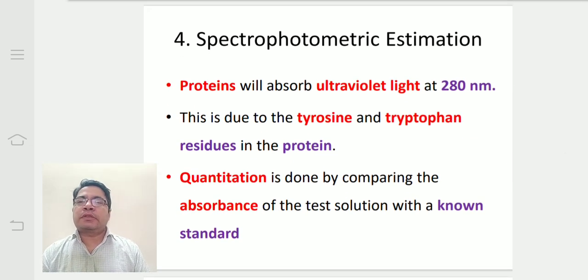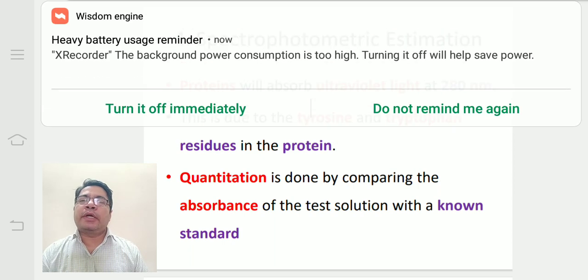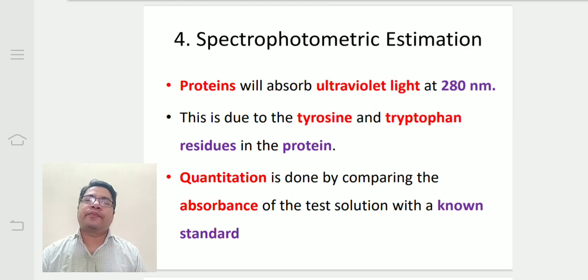The fourth one is spectrophotometric estimation. The proteins will absorb UV light at 280 nanometer. This is due to the tyrosine and tryptophan residues in the protein. Quantitation is done by comparing the absorbance of the test solution with a known standard.